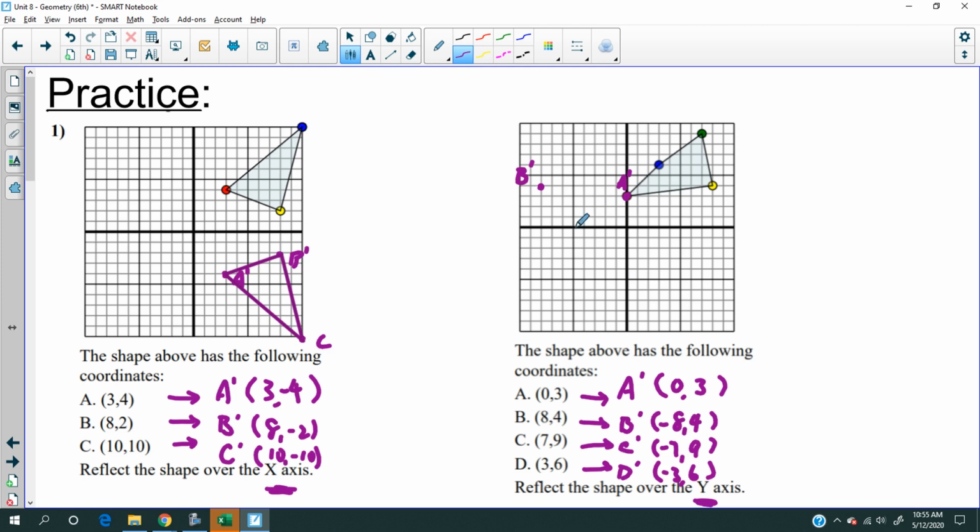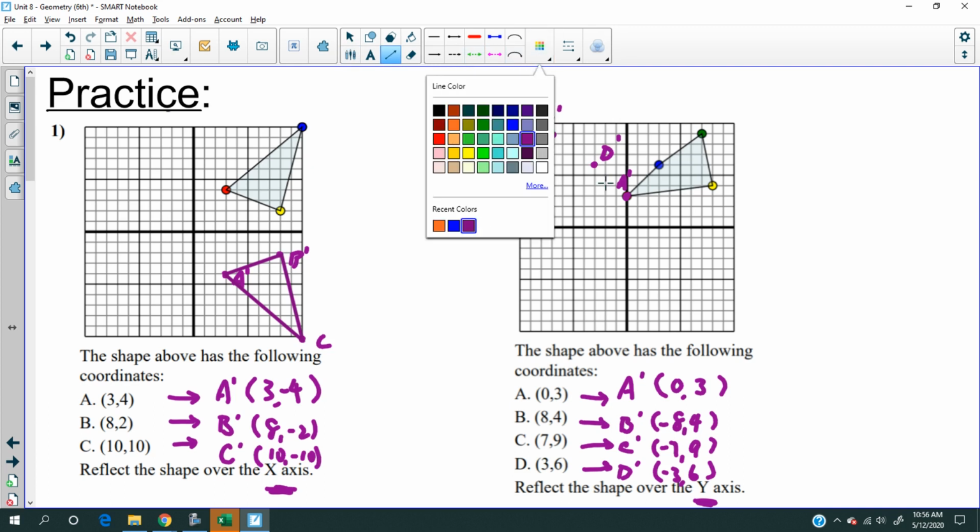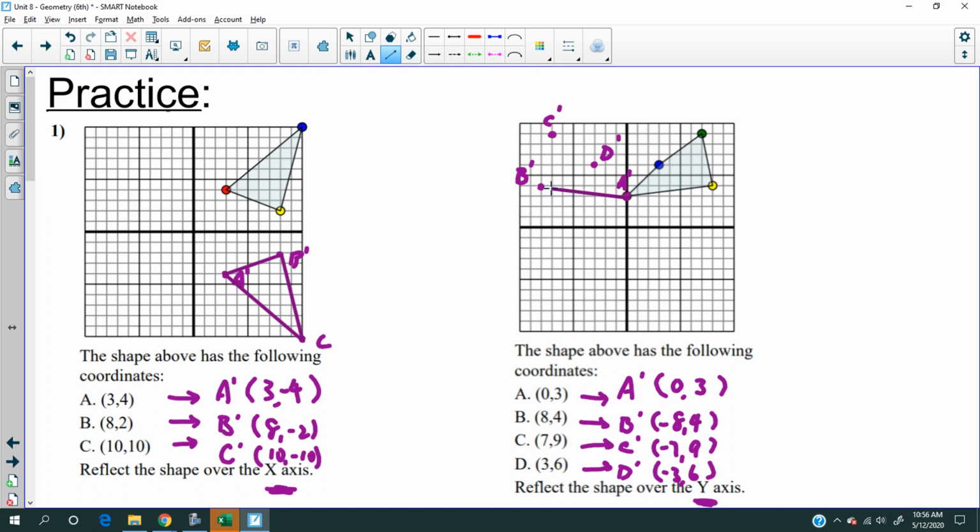C is negative 7, 9, right? Let's see, 1, 2, 3, 4, 5, 6, 7, 1, 2, 3, 4, 5, 6, 7, 8, 9. And then what's the last one? Negative 3, 6, 1, 2, 3, 1, 2, 3, 4, 5, 6. I gotta label this C prime, D prime. Hold on, let me just double check real quick. Yeah, that looks right. Now let's connect the dots. So A to B, B to C, C to D, and then D to A.